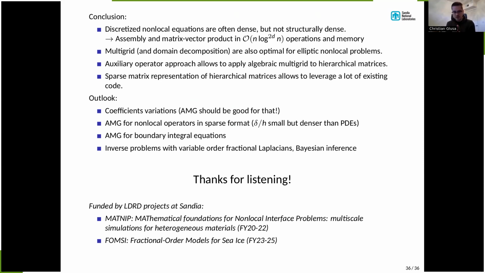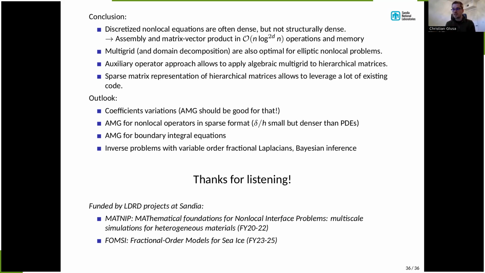There are some twists that you have to apply to be able to use algebraic multigrid. But the nice thing is that a lot of these things leverage already existing code, so in the end we don't have to write that much code to be able to solve these non-local problems as well. As an outlook, I've shown you numerical examples essentially with constant coefficient problems, apart from this one case where I had a varying fractional order. But for coefficient variations, algebraic multigrid should be really good. So we should run some examples for that.